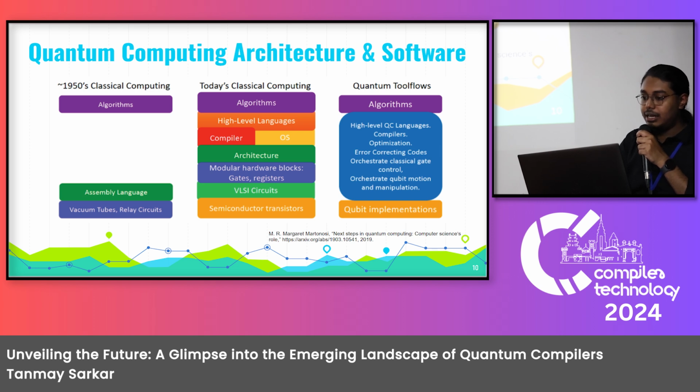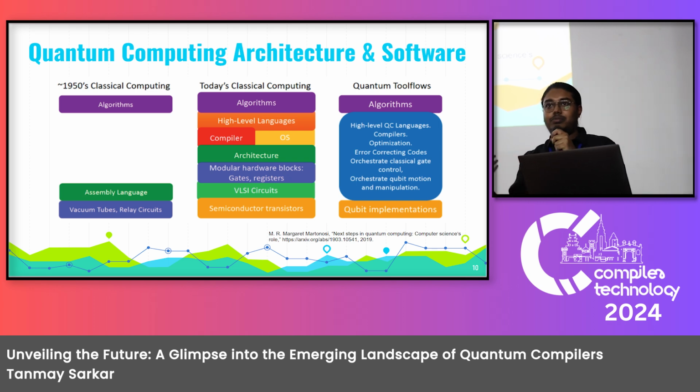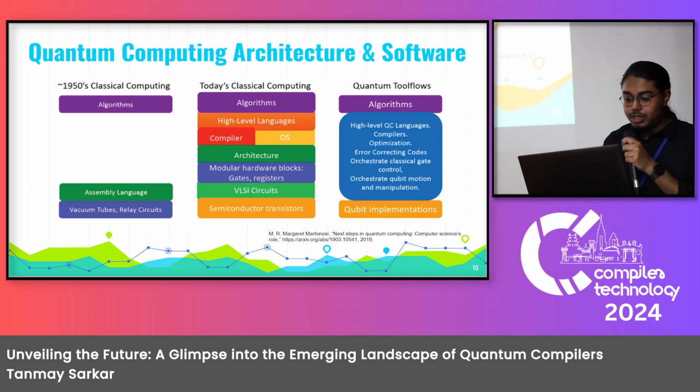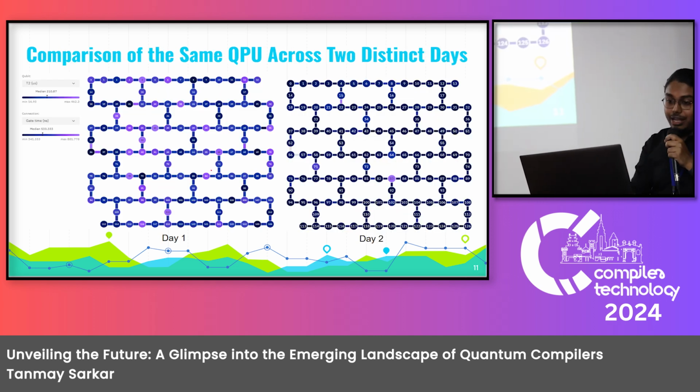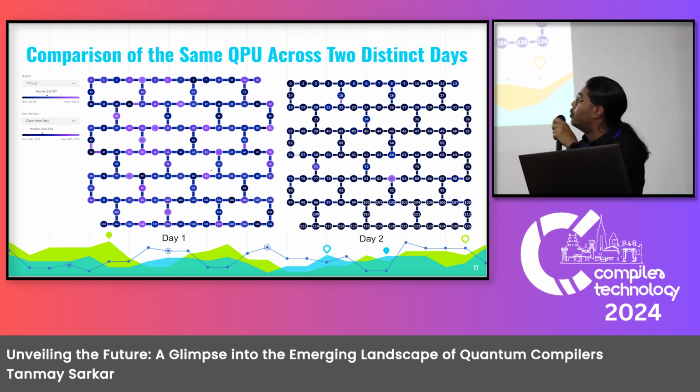And this is the quantum stack that we have. We have various things: compilers, optimizations, error correction, and all that. But yeah, there are no defined levels. So there is a lot of challenge, but with challenge we get a lot of exciting work, right? So let's see. Here what you see is the IBM Sherbrooke QPU, Quantum Processing Unit.